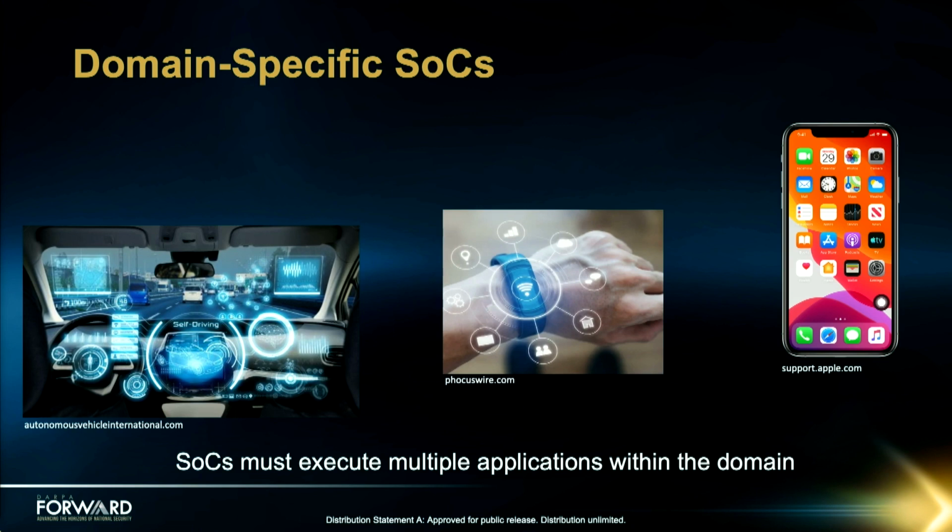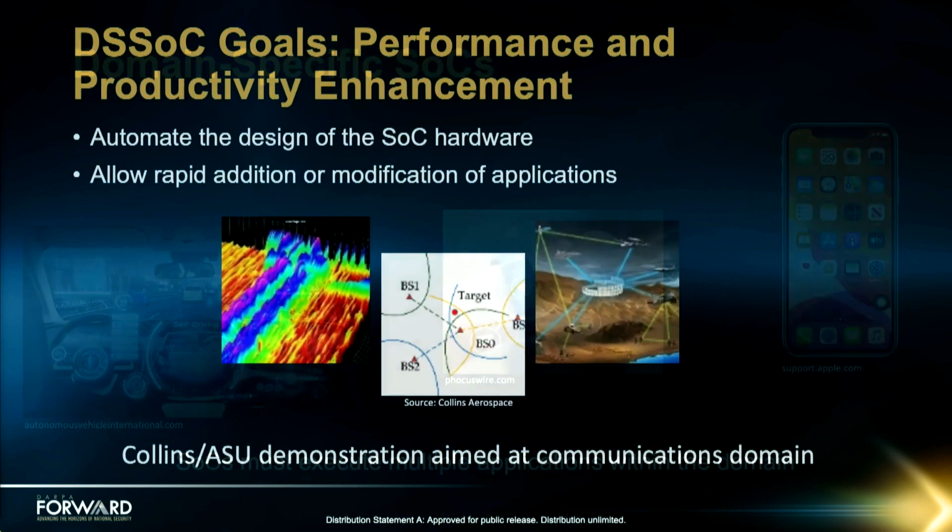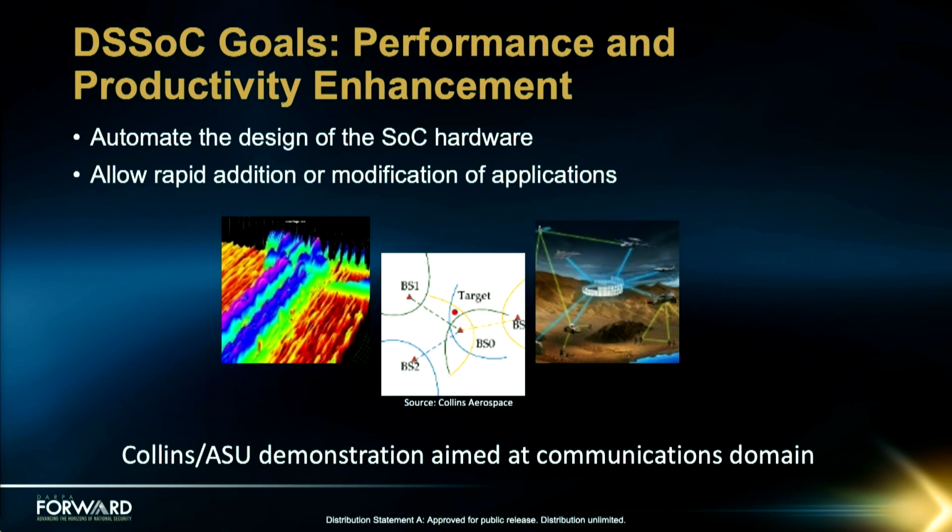For example, the autonomous vehicle domain application set includes radar, LiDAR, video, image processing and recognition, voice control, steering, braking, engine control, in-car entertainment and communications, and many other functions. The key challenge facing the domain-specific systems on a chip program is to devise a complete tool chain to produce high-performance, flexible SoCs quickly and efficiently.